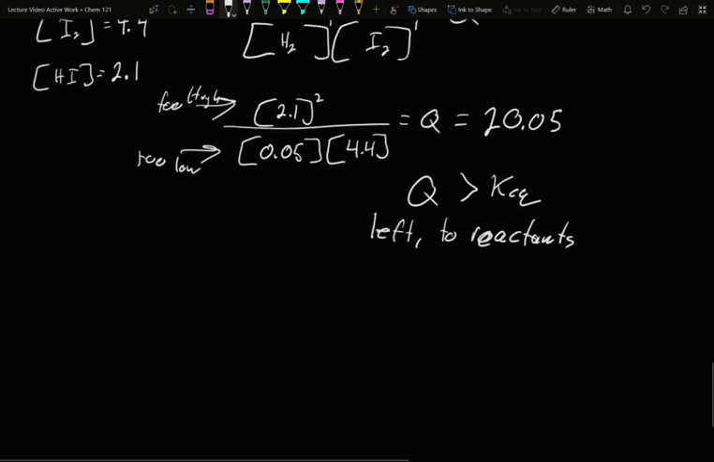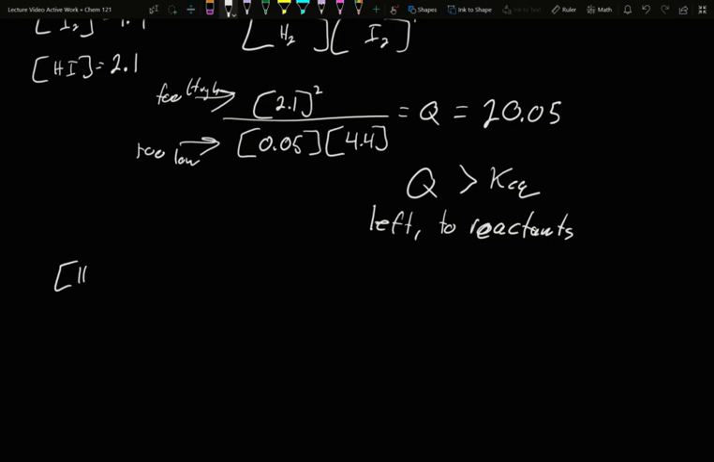If we try that one again with slightly different concentrations. H2, let's swap them around. Make it 2.1. We will keep I2 at 4.4. And we'll make HI 0.05. So let's just swap around some of our numbers and try to recalculate out this one. What is Q this time? And are we at equilibrium or are we moving left or right?